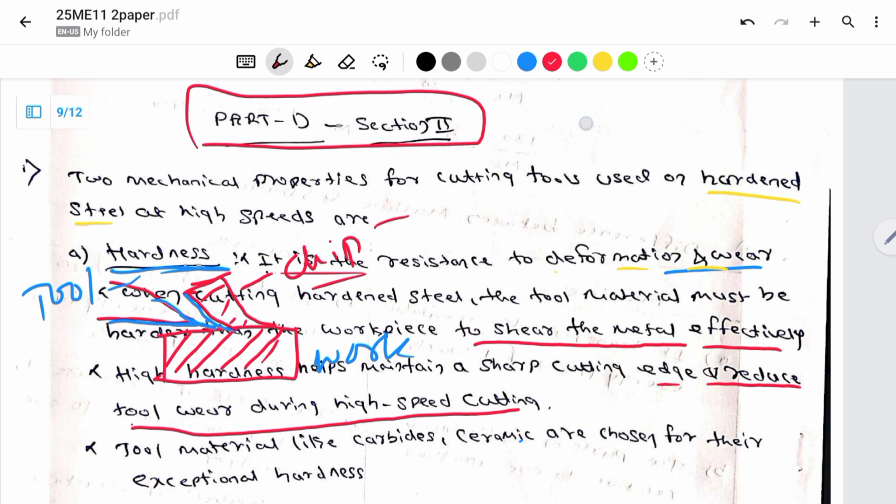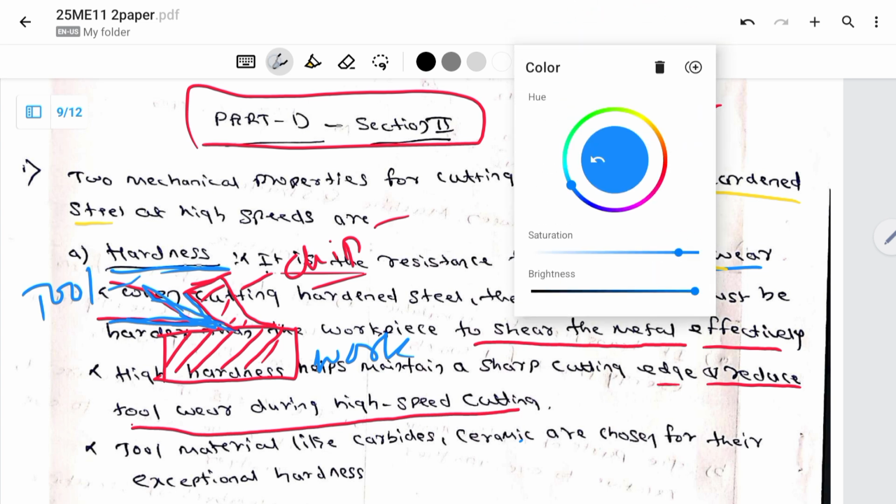Let me take one more example. Consider this is a paper, and if you want to tear it, you hold the paper in two hands and pull in opposite directions. When you pull like that, only then can you tear the paper. That action is called shearing action. The same action happens when the tool is inserted into the workpiece: because of the shearing action it will cut, and only a sharp point can cut.